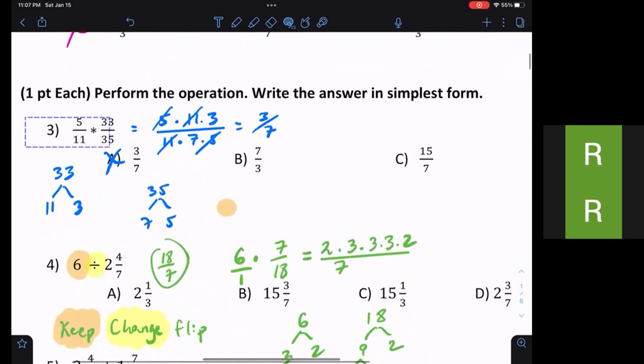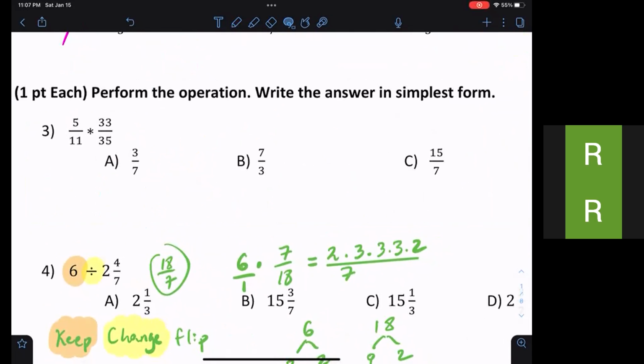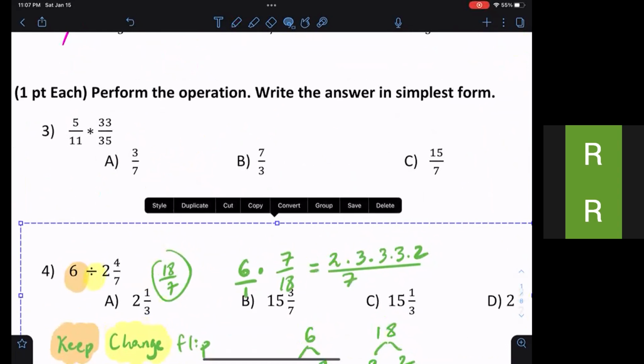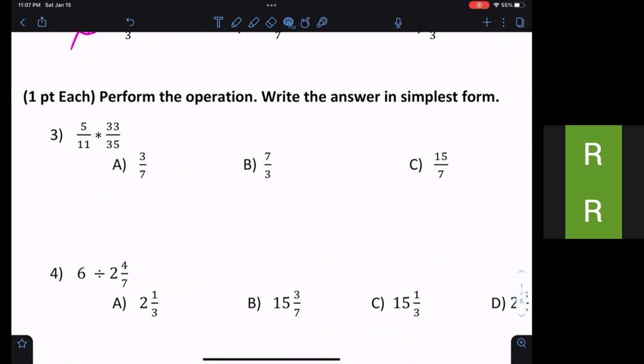Okay, so here they say perform each operation, write the answer in simplest form. The way I like to solve these problems, especially when you have no idea what you're doing, is this. Here they're asking you to perform the operation and write the answer in simplest form. So what I need to do is think about how I can do the prime factorization of the numerator. When you're multiplying, like in this case, you just multiply across. So that's going to be 5 times... well, the prime factorization of 5: it's a prime number, only divisible by itself and 1.